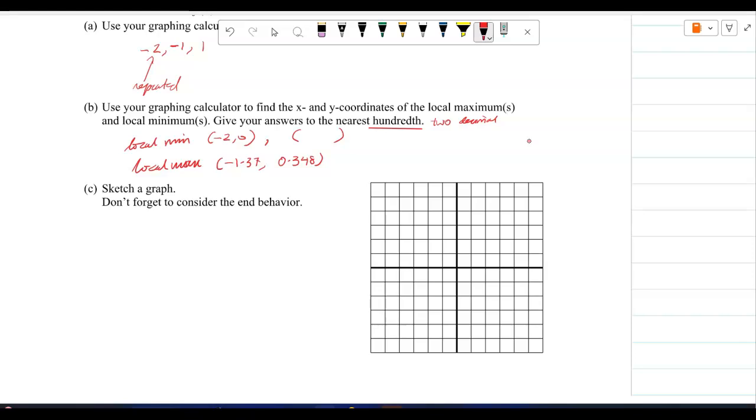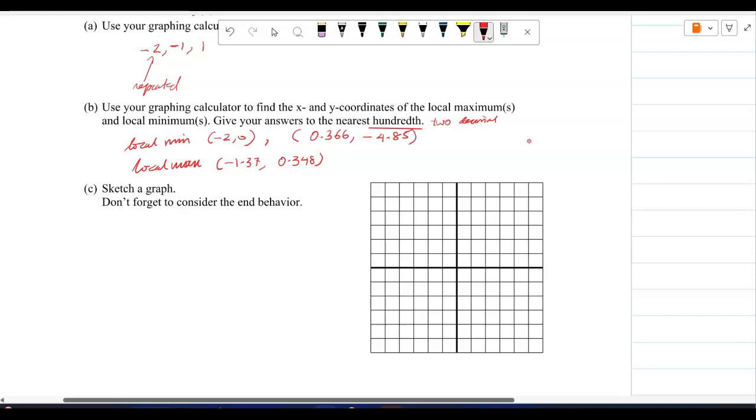So the first one would be 2, 0. Minus 2, 0. And then 0.366, minus 4.85.